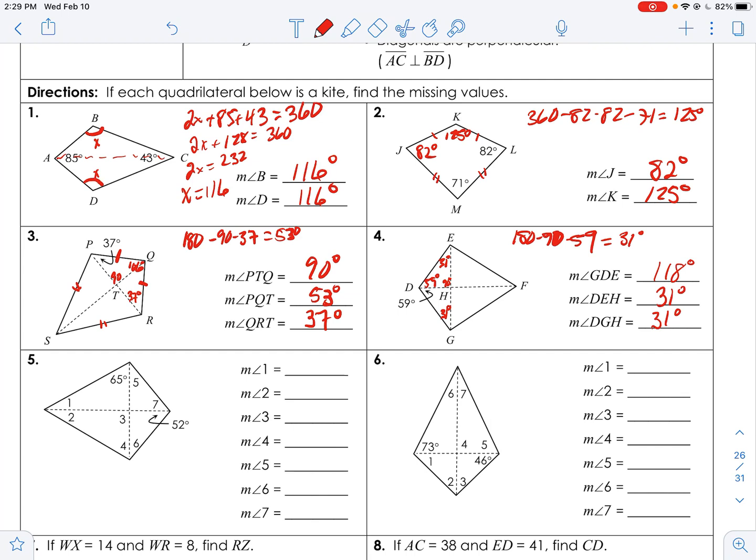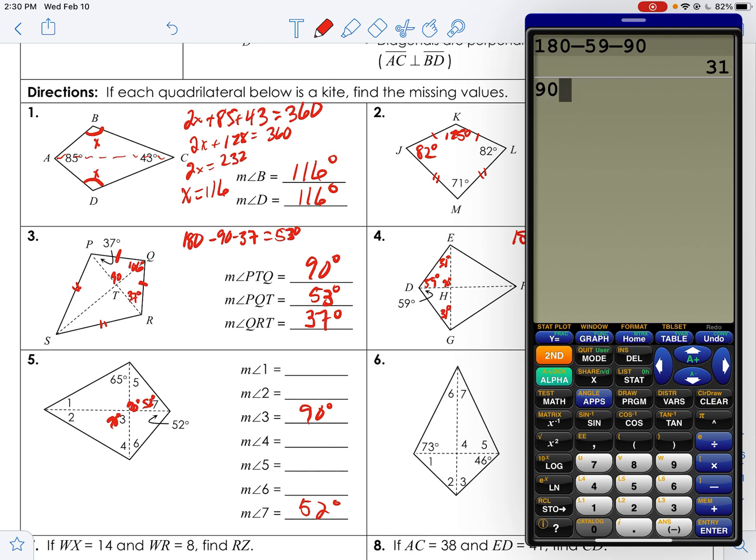All right, number 5, we got a lot more that we need to figure out here. I know that this one's 90. I know that this one's 52 degrees. 3 is 90 degrees. 5 and 6 are equal. So if we figure out 5, we'll know 6.